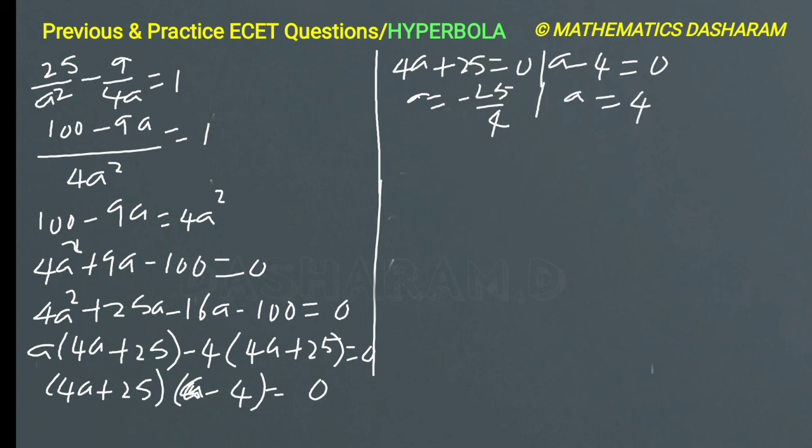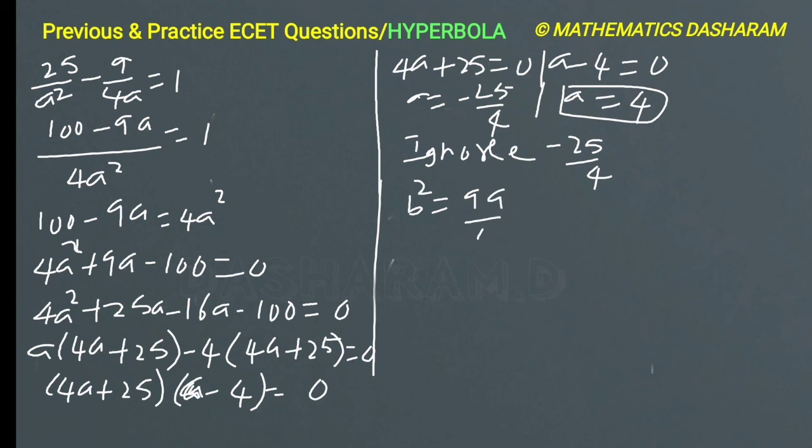Here we got two a values, but actually b square equals to what? 9a divided by 4, right? If you consider a equals to minus 25 by 4, we are unable to find out the b value. So that is why ignore the negative answer, that is minus 25 by 4. So now our a value is how much? 4. Next b square equals to what? 9a divided by 4. So b square equals to 9 into 4 by 4. So b square equals to 9, the 4s cancel.